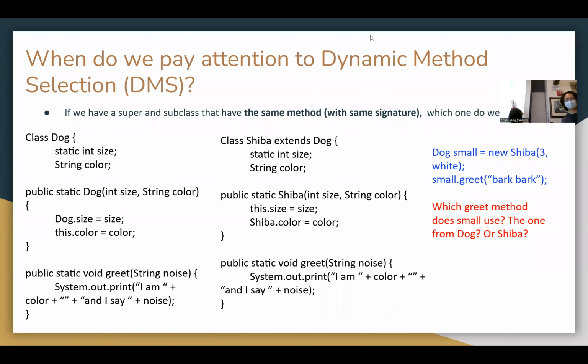Declared in where we have both the superclass and the subclass in the object declaration. If we called that shared method on this new object that we created, which method do we use?